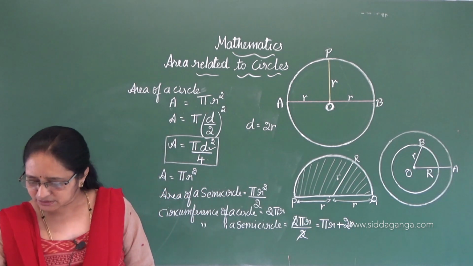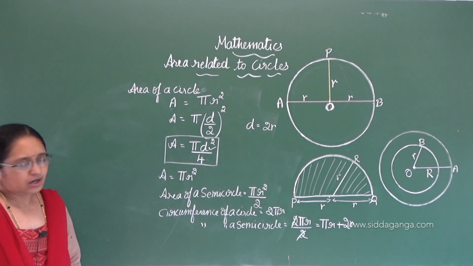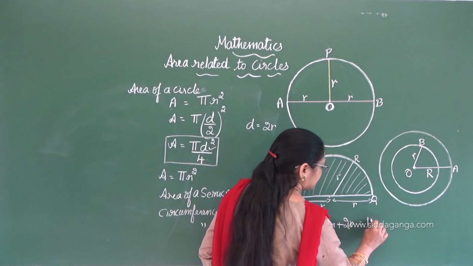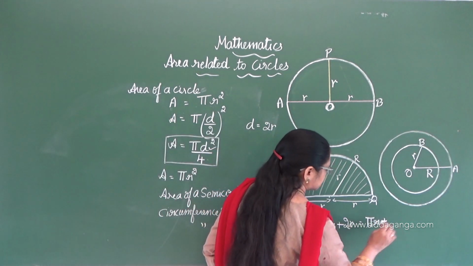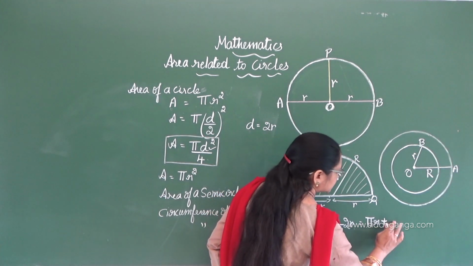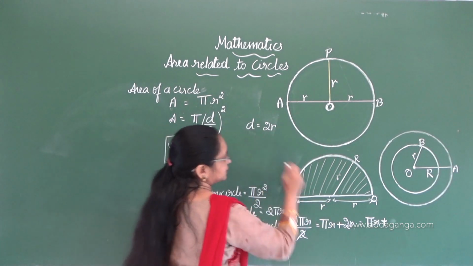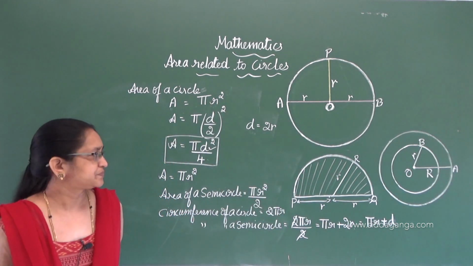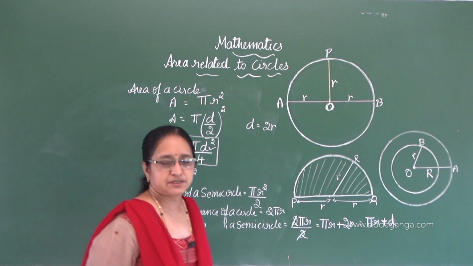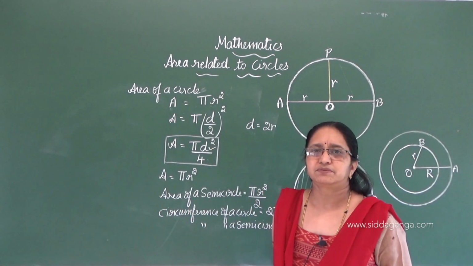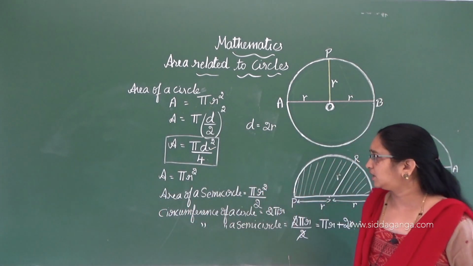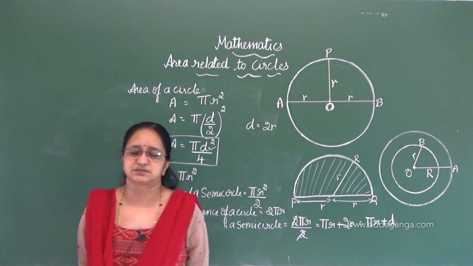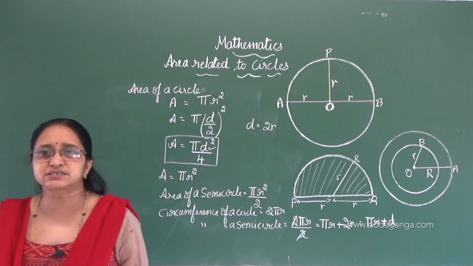Okay. Now here, you can add like this also, pi r plus 2r. Instead of that, you can write d also, correct? Diameter. Okay. So all this you have studied in the lower class, but once again I am trying to recall all the concepts related to circles. Understood?